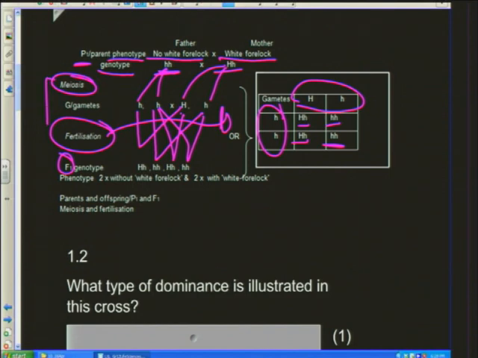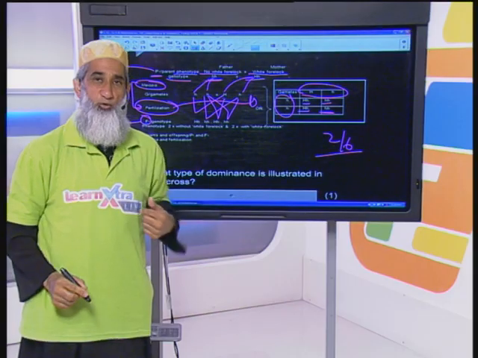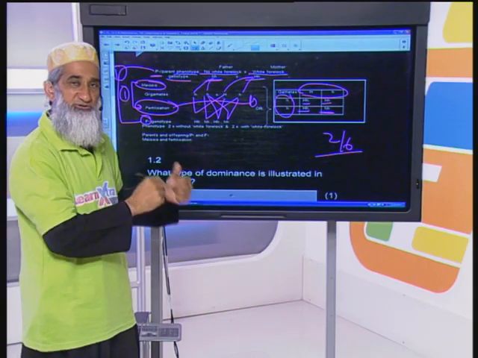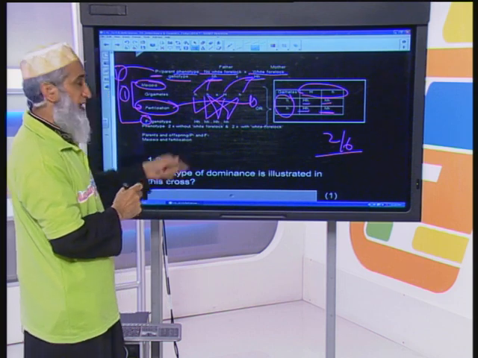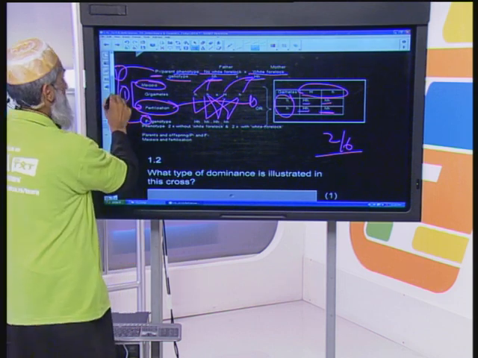Remember, for meiosis and fertilization, there's one mark. And for P1 and F1, you're getting another one mark. So even if your answer was wrong, out of 6 you would get 2 out of 6 if you follow the format. This is how important the format is. Get used to using the format for all your problems. This is why we're putting it here, okay?